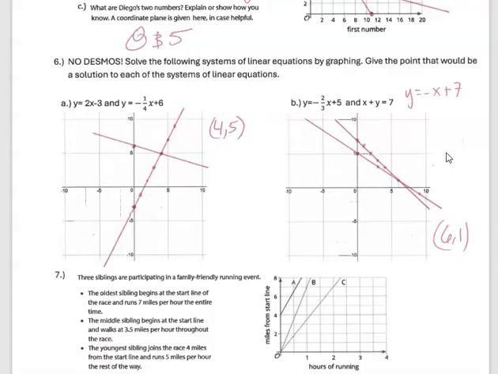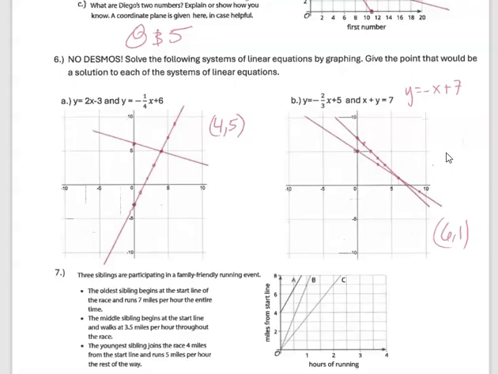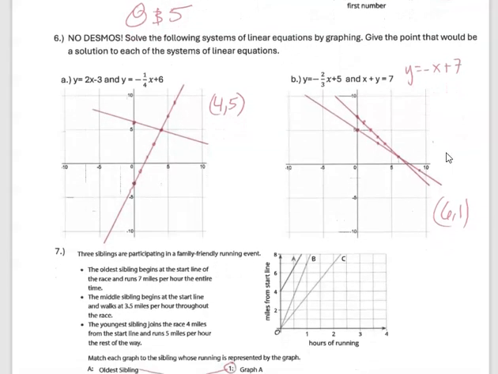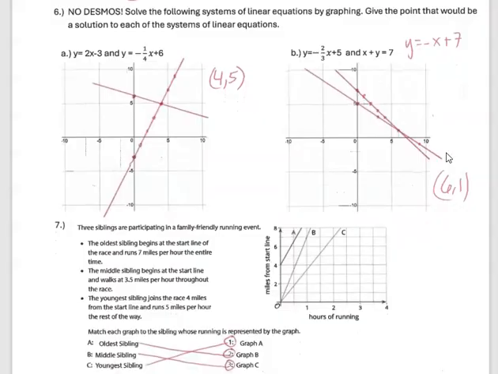The next one, I graphed the first one having a y-intercept of 5, down 2 over 3, down 2 over 3, and kept doing that. And then the next one, when I got it into slope-intercept form, was y equals -1x plus 7. So I started at 7, went down 1 over 1, down 1 over 1, and I found my intersection, and it was at 6, 1. 6, 1 is the only point that would make both of your equations true.